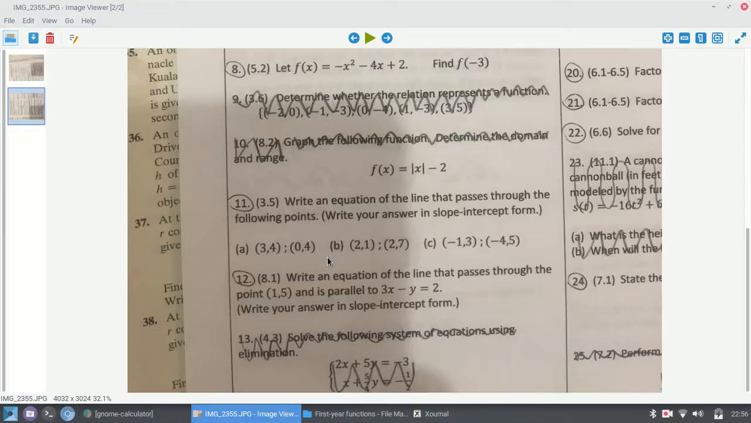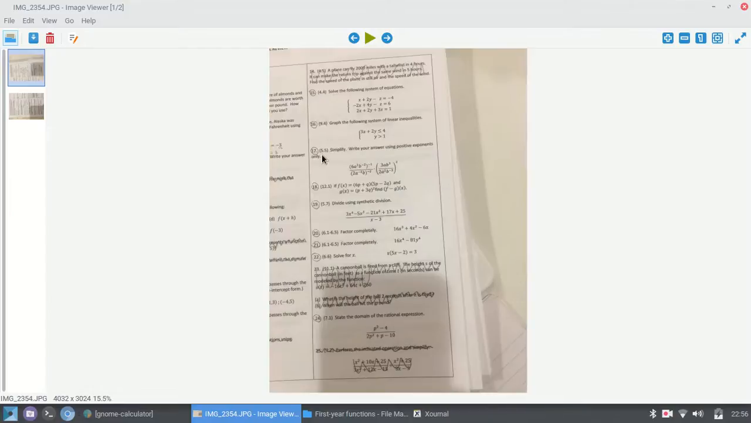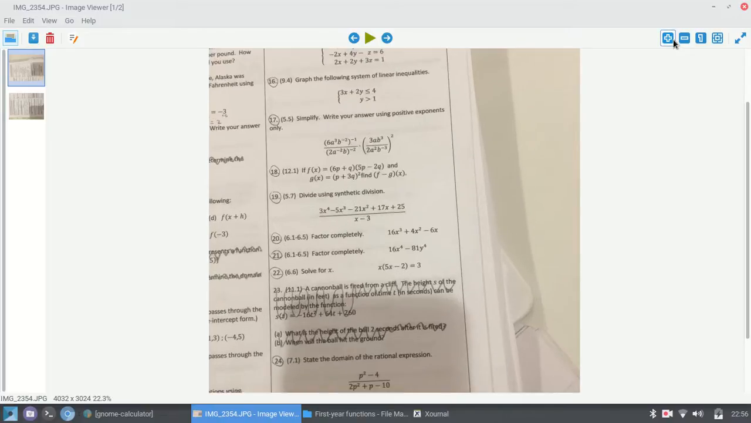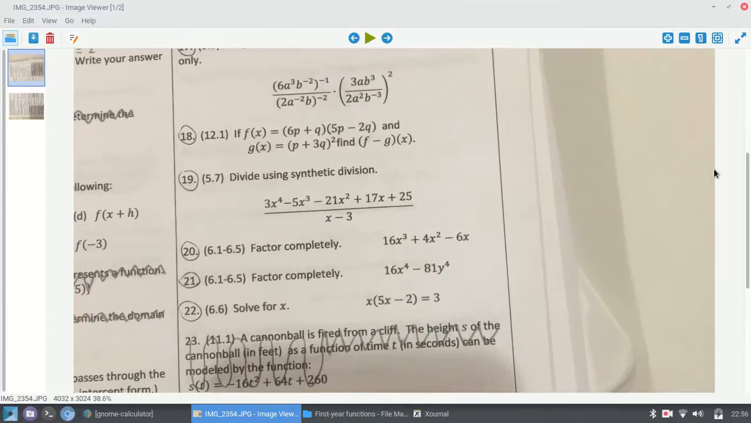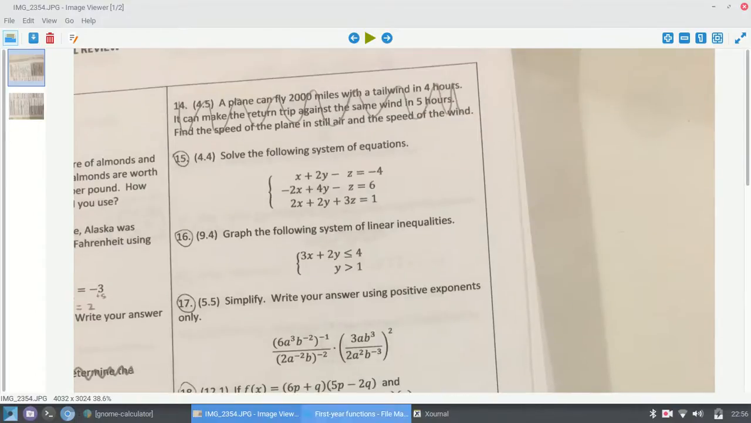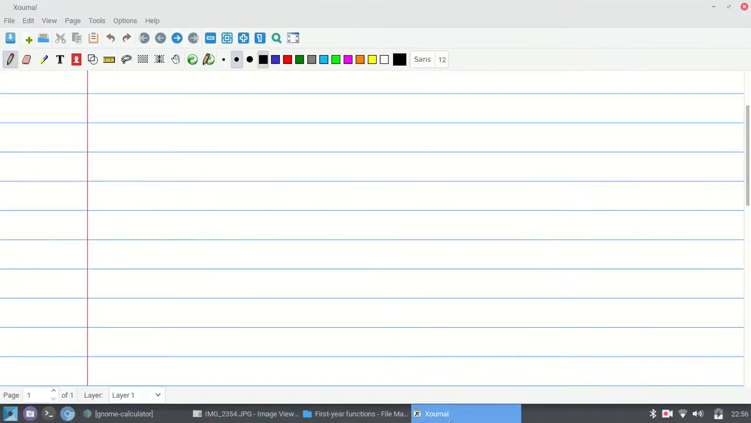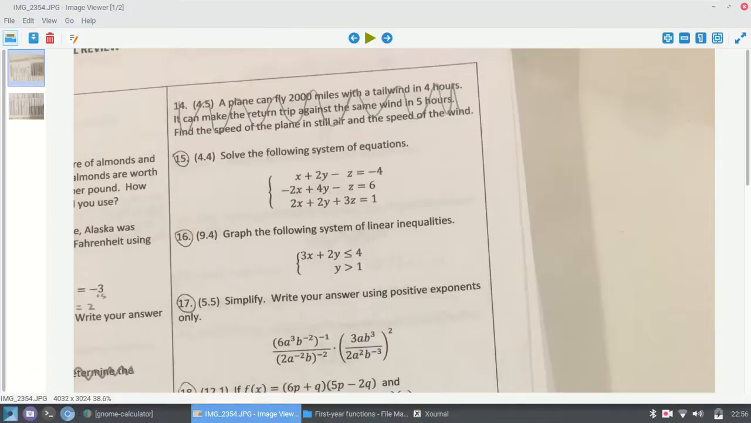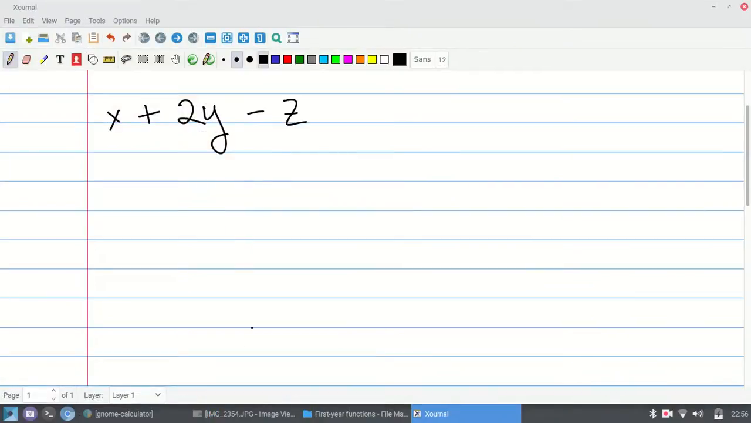And let's see. So that's the end of that worksheet, right? So I've got to do the other worksheet now. What does it want here? Okay, solve the following system of equations. Oh goodness. Okay, so x plus 2y minus z equals negative 4.